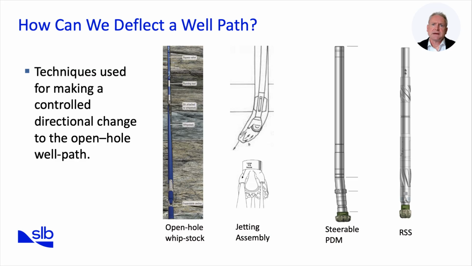From these early beginnings, the industry formalized 4 main deflection methods: whipstock, jetting, steerable motors, and rotary steerable systems. The choice among them depends heavily on lithology. The harder the formation, the less suitable jetting becomes, while in softer zones, jetting can still be effective. Understanding this evolution helps us appreciate why we now rely on sophisticated steerable technologies.